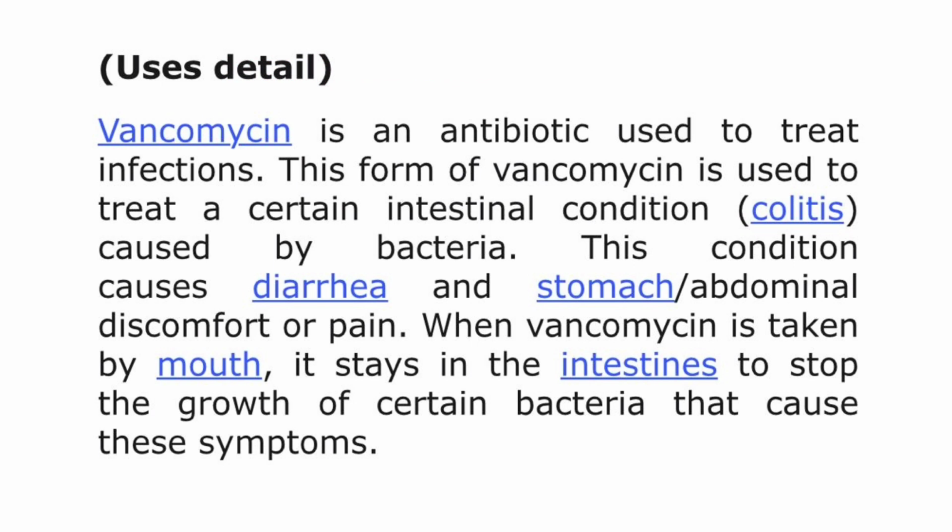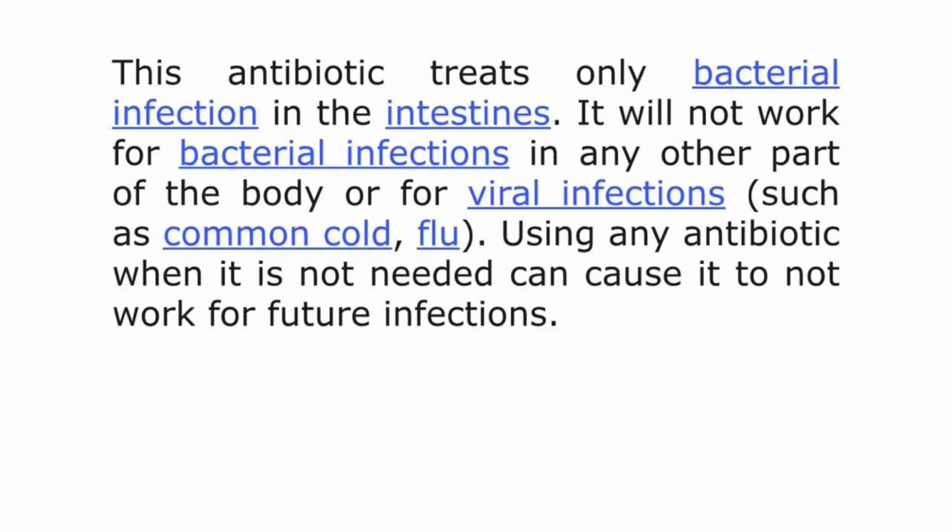Uses in detail. Vancomycin is an antibiotic used to treat infection. This form of vancomycin is used to treat a certain intestinal condition, colitis, caused by bacteria. This condition causes diarrhea and stomach, abdominal discomfort or pain. When vancomycin is taken by mouth, it stays in the intestine to stop the growth of certain bacteria that cause these symptoms. This antibiotic treats only bacterial infection in the intestine.